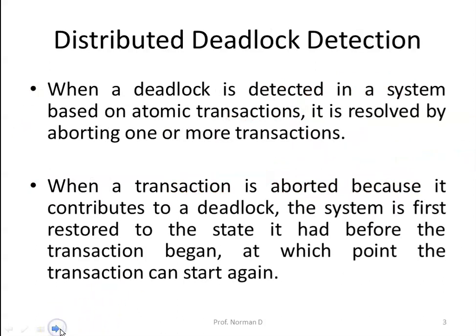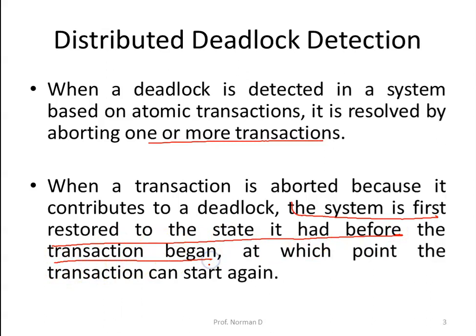Now we will discuss distributed deadlock detection. So when a deadlock is detected in a system, it is basically resolved by aborting one or more transactions, because that transaction is contributing to a deadlock. Before aborting a particular transaction, the system will first restore the system to the state it had before the transaction began. And at this point, the transaction can start again.